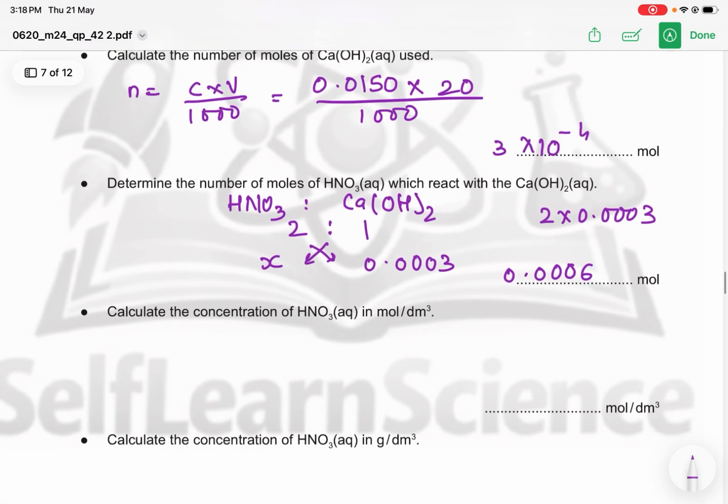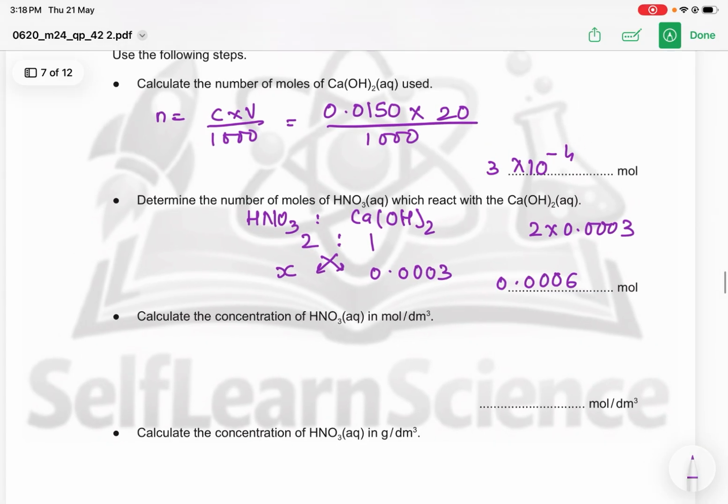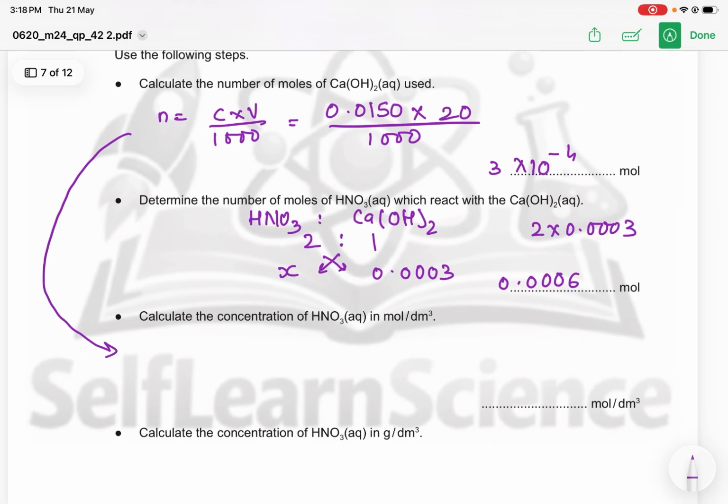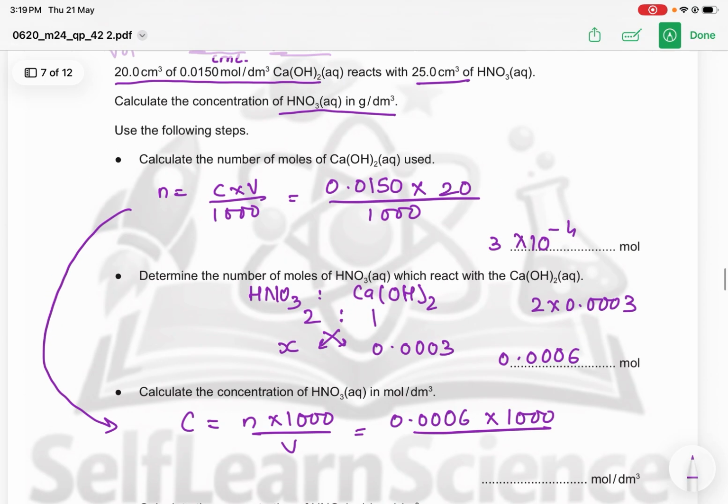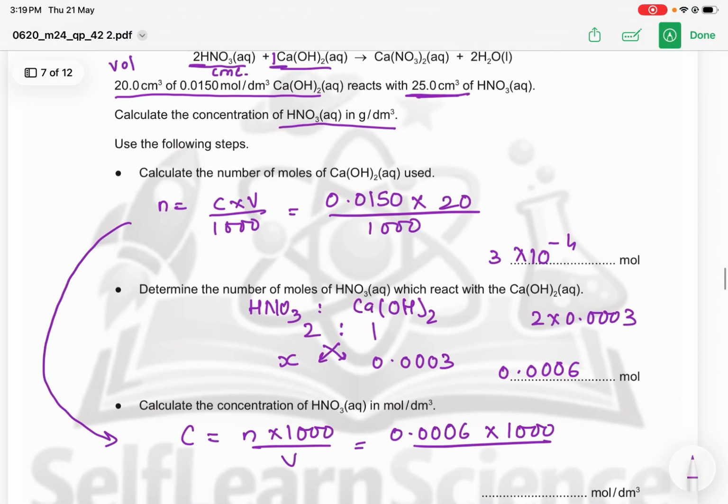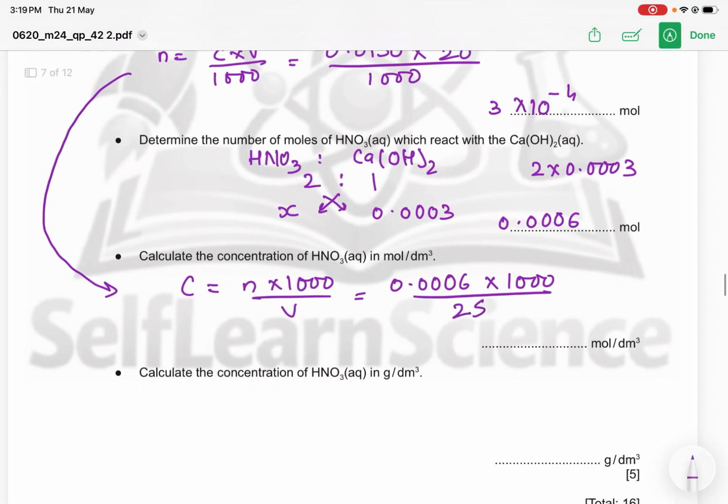Next, calculate the concentration of nitric acid in moles per dm cube. So we need to use the same formula here, that is n is equal to C into V upon 1000, but we are going to rearrange it as we need to find concentration. So C is equal to n into 1000 upon V. Now, we have just found the moles of nitric acid, which is 0.0006 into 1000 upon V. Volume of nitric acid is already given, which is 25.0. So it is 25. After calculating, we will get 0.0240 moles per dm cube.